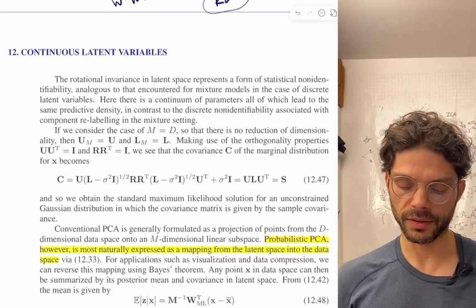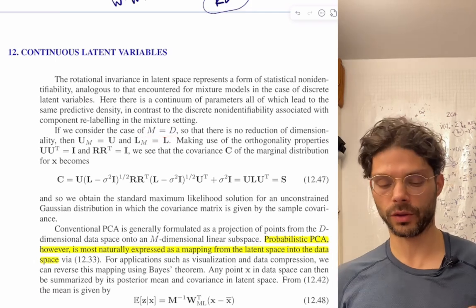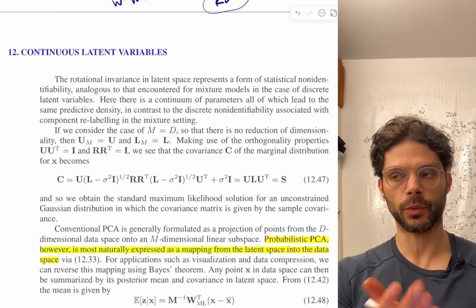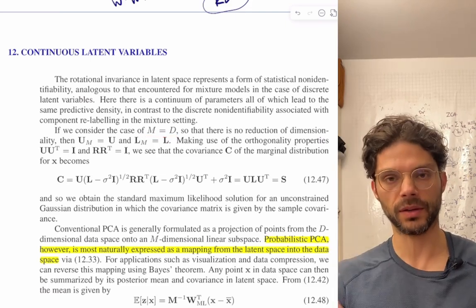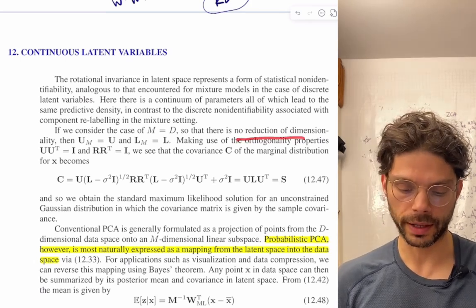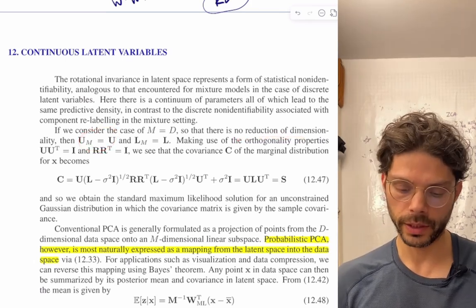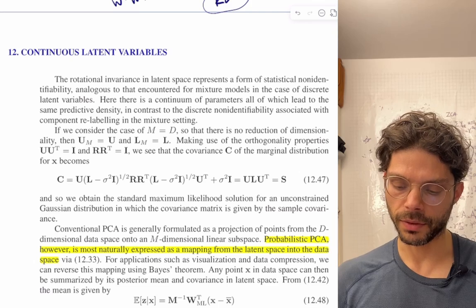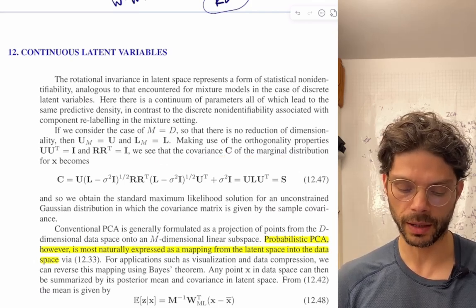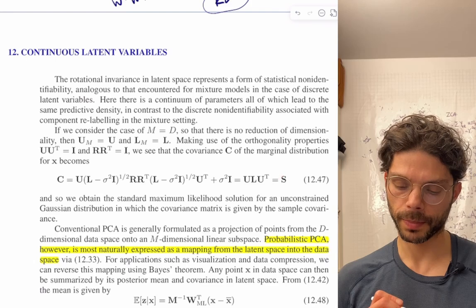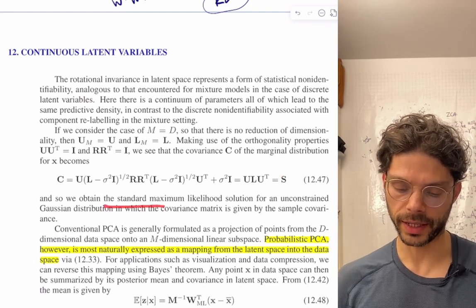If you consider the case of m equals d, so now we're taking all of the eigenvalues. We're just finding the axes of the full space that determine our data, but there's no reduction in dimensionality. Then u of m is just u, L of m is L, so there's no sigma squareds. Making use of the orthogonality properties, we see that the covariance of the marginal distribution for x becomes blah blah blah, which is going to be equal to S. And so we obtain the standard maximum likelihood.